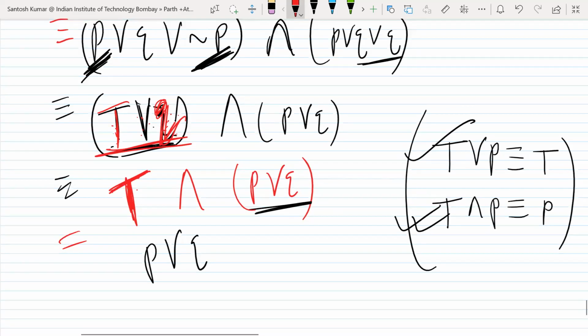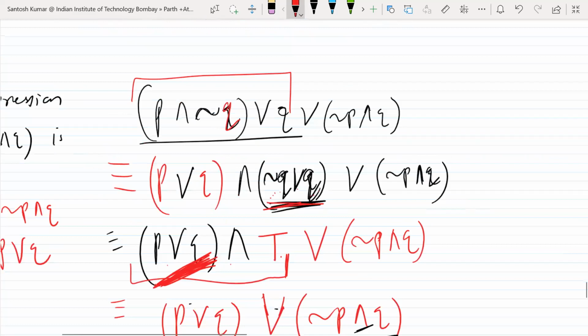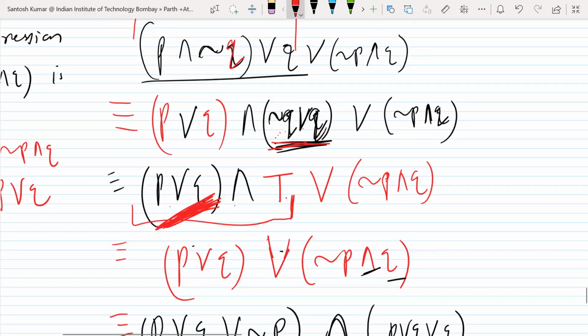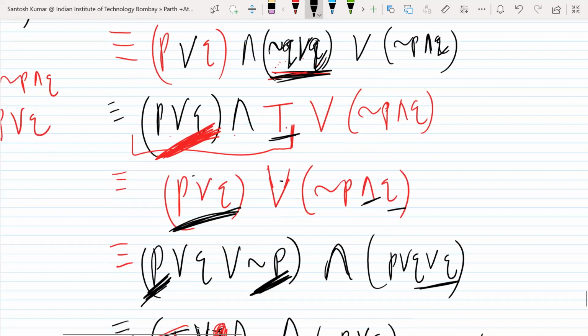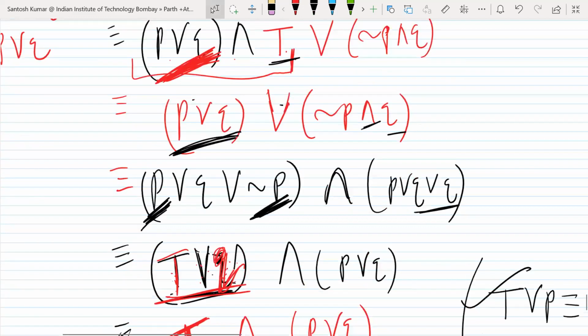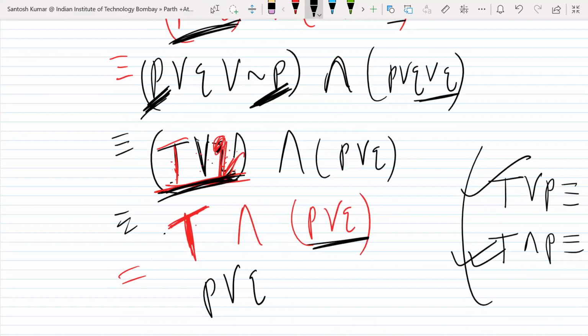Clear? Yeah. So let's start again. What I did: first, three times I applied the distributive law, then distributed. Not Q or Q is true, and true and something is that something only. Then we applied distributive again. So true or Q is true always. And this is again true and something is something.